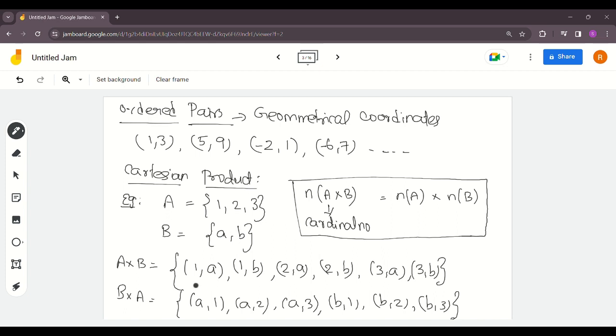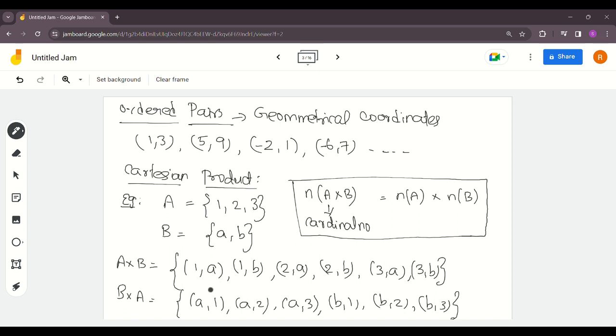But if they ask you the reverse, that is B cross A, you write the elements of B first, put a cross sign, and then write A as 1, 2, 3. So now B cross A will be (a,1), (a,2), (a,3), (b,1), (b,2), (b,3). Please note here that the elements of A cross B and B cross A are not equal. (1, a) is different from (a, 1), because in (1, a) the 1 is on the x axis, and in (a, 1) the 1 is on the y axis. Please don't get confused.